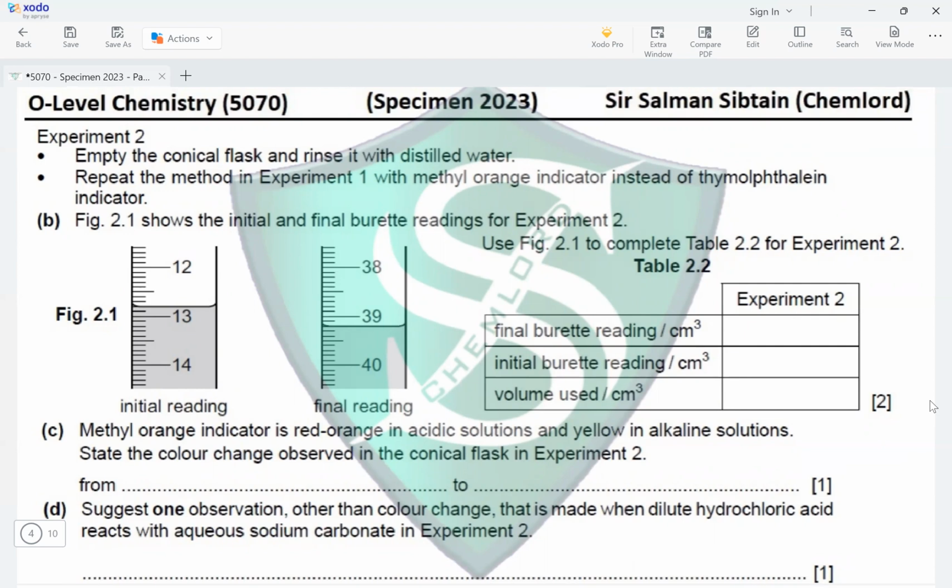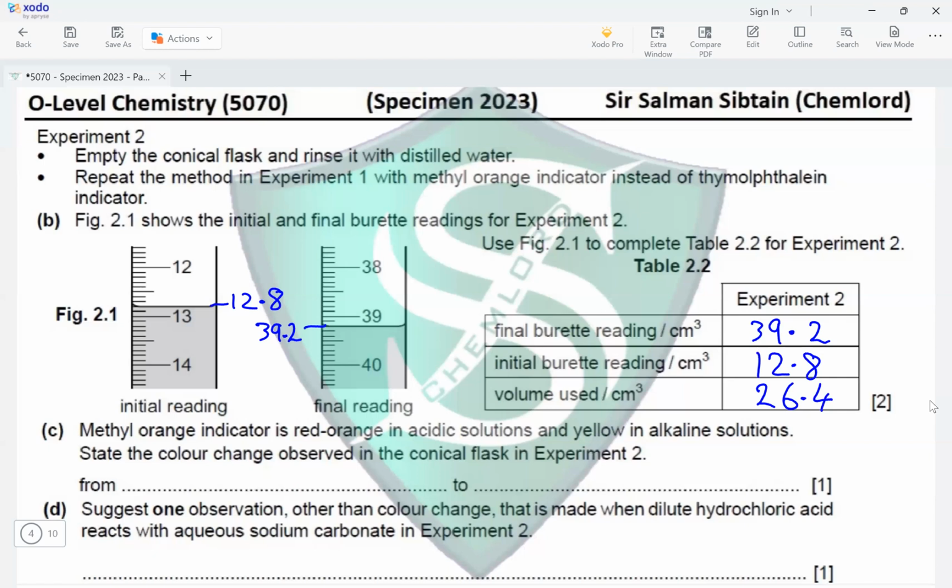Okay, so initial reading is at, if you look at this closely, 12.5, 12.6, 12.7, and 12.8. So this reading is at 12.8. Initial reading we will include in the table as 12.8. And the final reading is 39.1, 39.2. It is at 39.2. So the final reading we would write as 39.2. Now we would subtract 12.8 from 39.2 to obtain a value of 26.4 as the volume used.